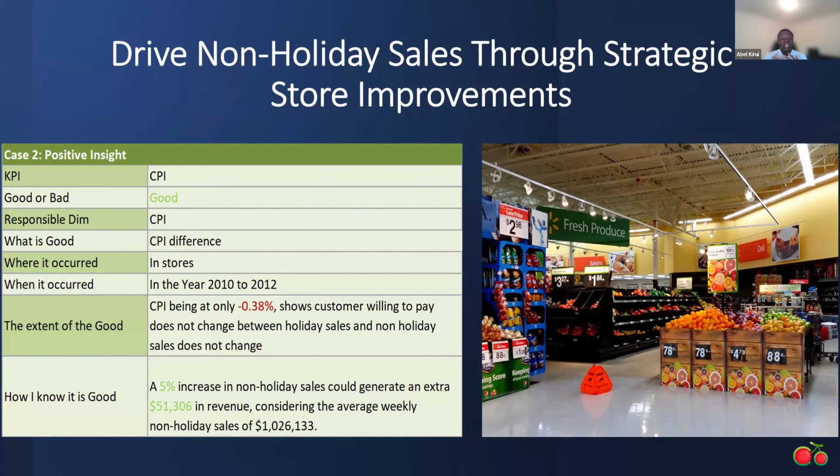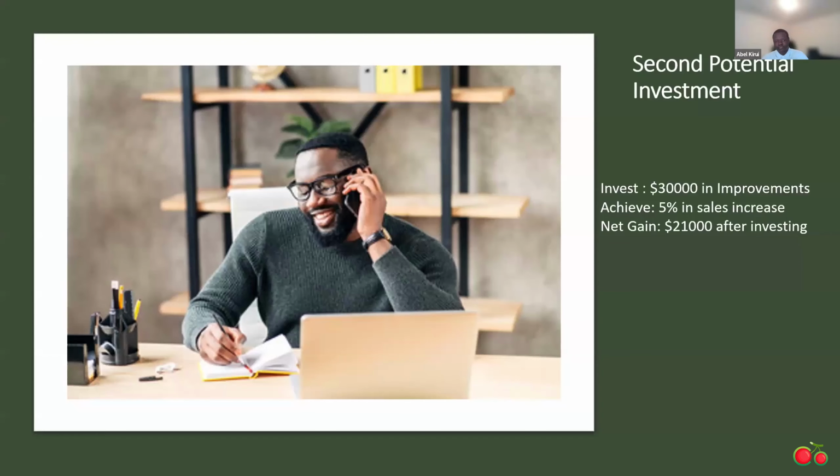Another potential case we had for Dom was driving non-holiday sales through store improvement. Since we only have a -0.38 from 171 to 172 between holiday and non-holiday sales, which tells us that customers are not really changing in terms of whether they're willing to spend or not, by improving how stores look in terms of how they're arranged, how they're customized, and what's being shown to the customers, we can improve the sales by $51,000, even if we're just shooting for a 5% difference on top of the 1.03 million we saw on the dashboard on average during non-holiday weeks.